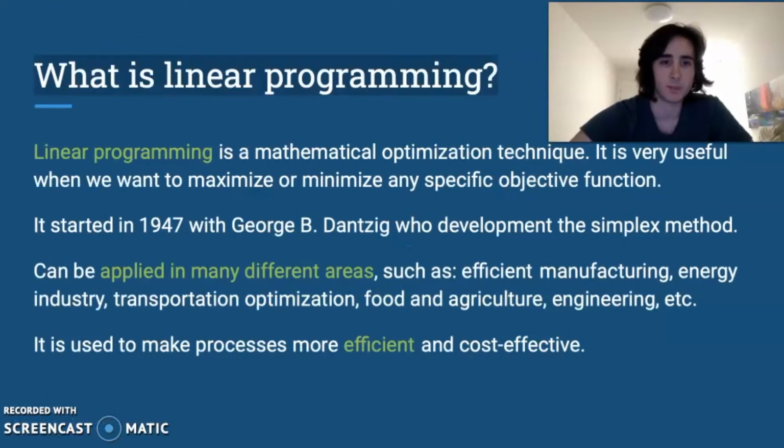What is linear programming? Linear programming is a mathematical optimization technique. It is very useful when you want to maximize or minimize any specific objective function. It started in 1947 with George B. Dantzig, who developed the simplex method. It can be applied in many different areas, such as efficient manufacturing, energy industry, transportation optimization, food and agriculture, engineering, etc. It is used to make processes more efficient and cost-effective.